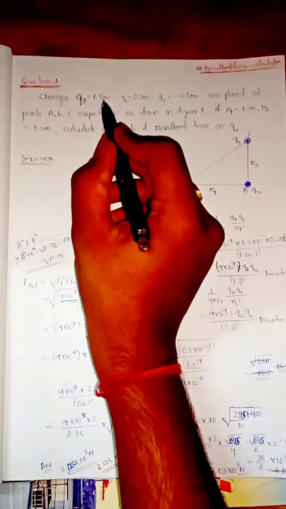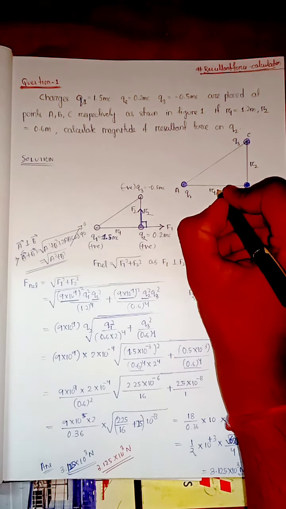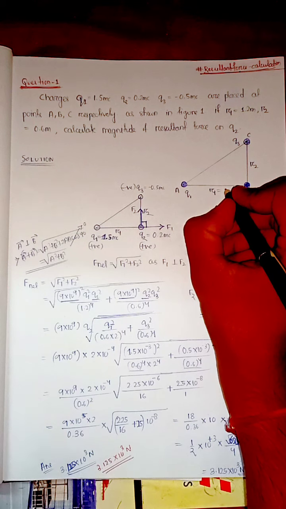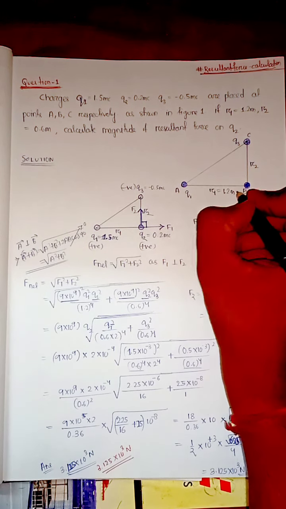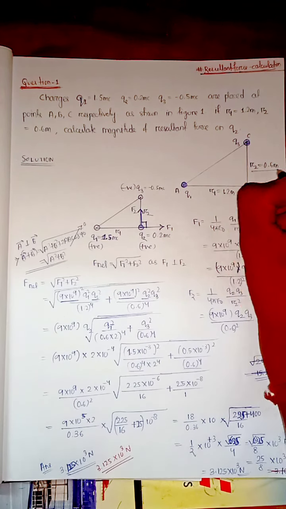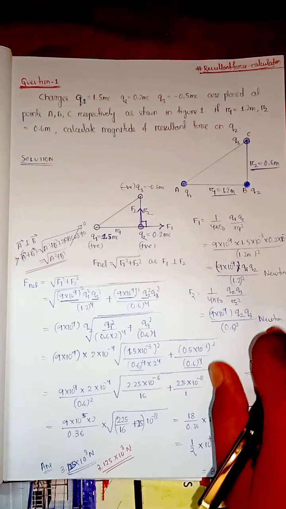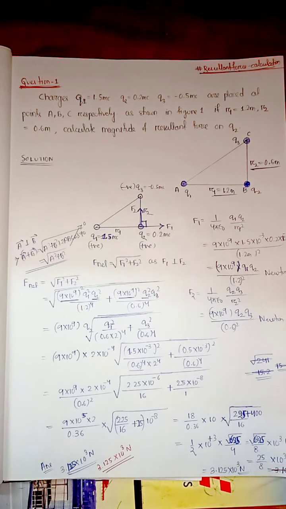Here the charges are in millicoulomb, and the distances are given. R1 is given as 1.2 meter. This is also in SI, and R2 is 0.6 meter. So all the things are in SI, so the force will be calculated in Newton. If this is in CGS, then what will be the unit of force? Tell me the answer in the comment section.